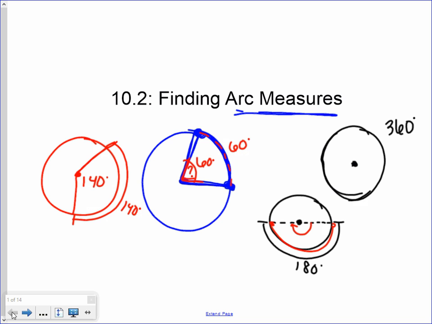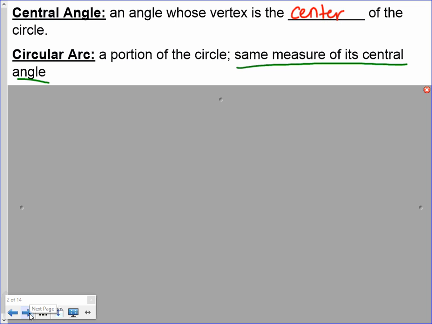You're going to want to keep these two things in mind today because we're going to do a little addition and subtraction stuff. So know that a full circle is 360 and half a circle is 180. Okay, then we're going to talk about minor and major arcs.